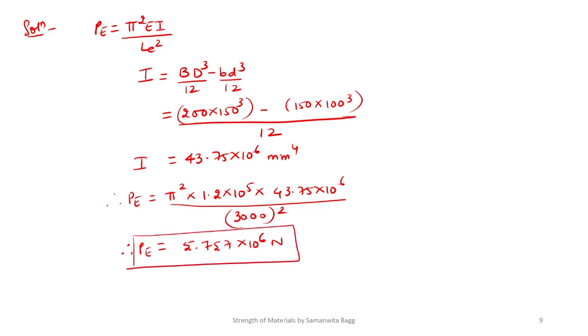So with this I end the session. I hope you have understood how to calculate the numericals for columns and struts. This is the basic part wherein you solve for Euler's long column. If you have any doubts, please write to me in the comment section. See you in the next session. Thank you.